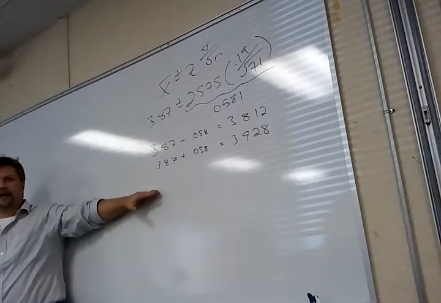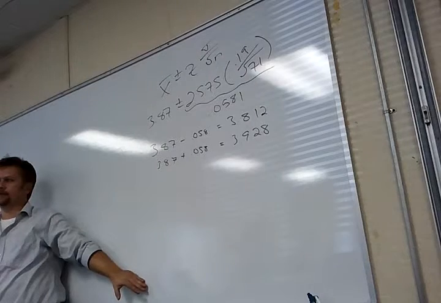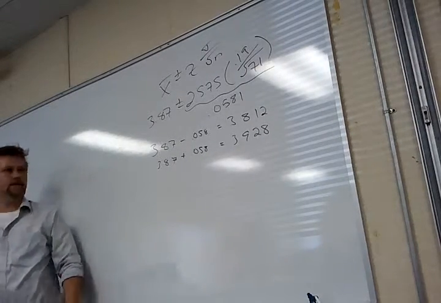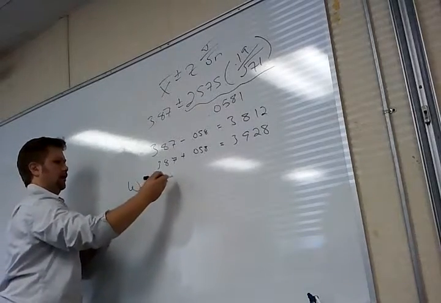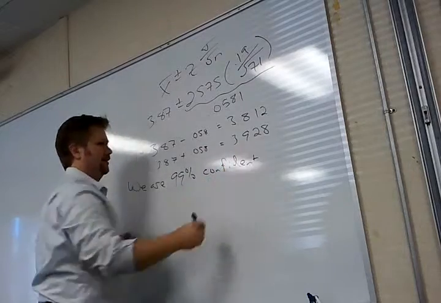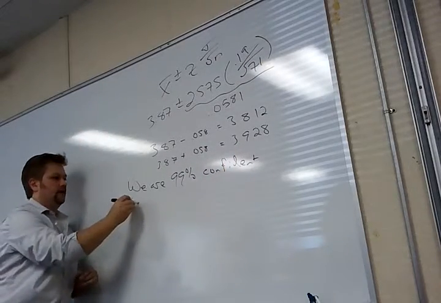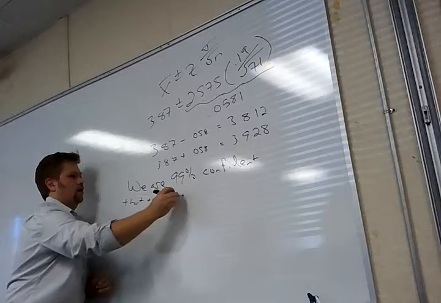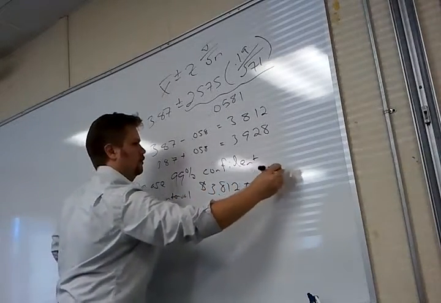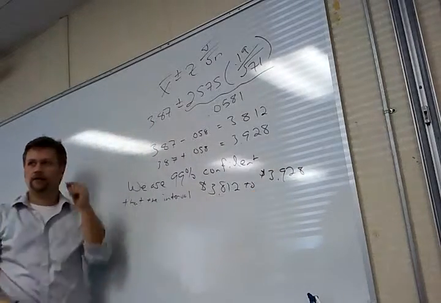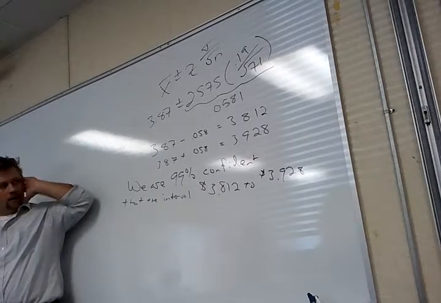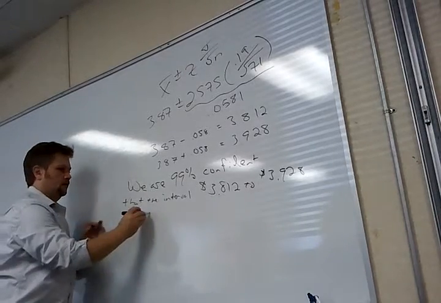So how would you word that statement? We are 99% confident that the interval, $3.81 to $3.928 or $3.93, it's money, so you can round it to a couple places, will contain. Good. Will contain.